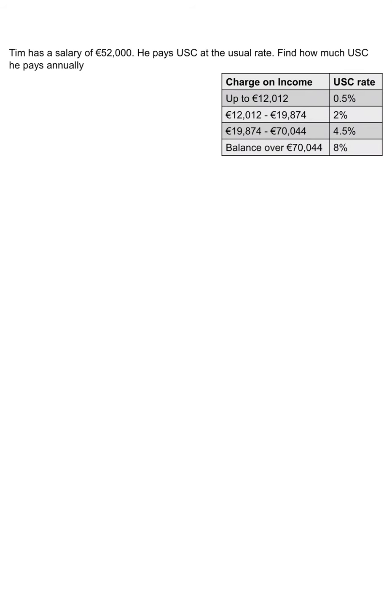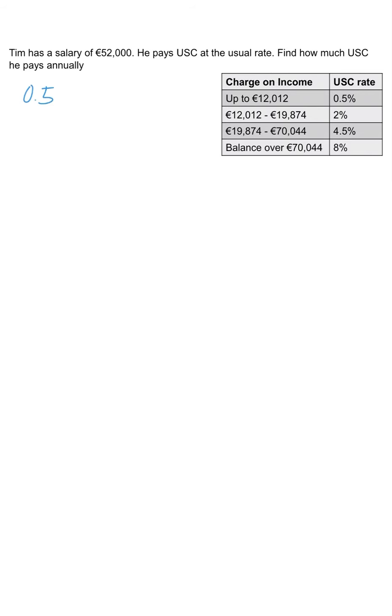Let's have a look at the question. So Tim has a salary of €52,000. He pays USC at the usual rate. Find how much USC he pays annually. And we can see the rates are over here on the right. Okay, so the first €12,012, that's at 0.05%. So be careful now, it is a percentage.